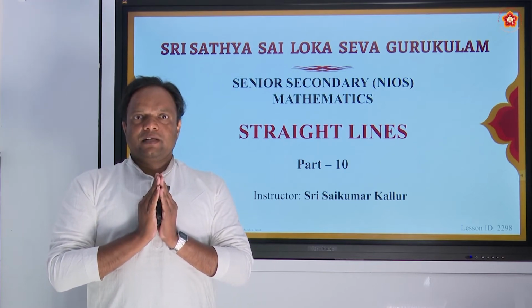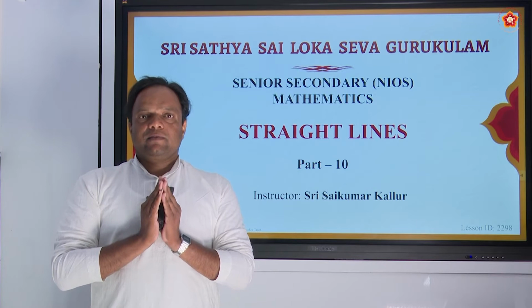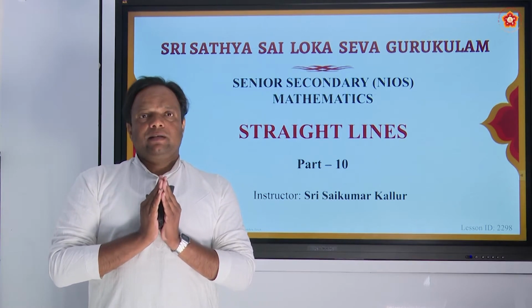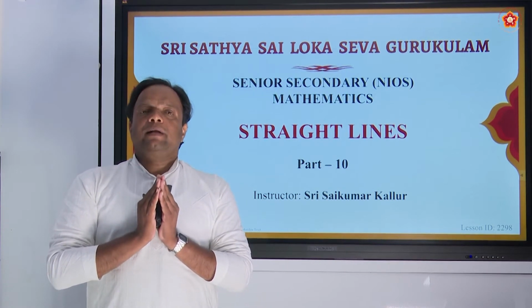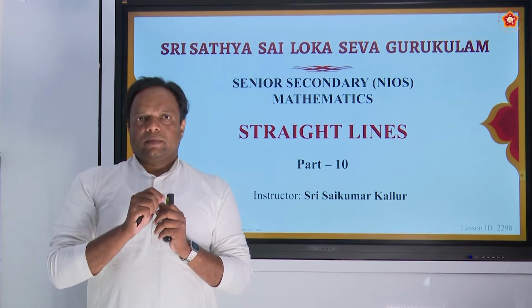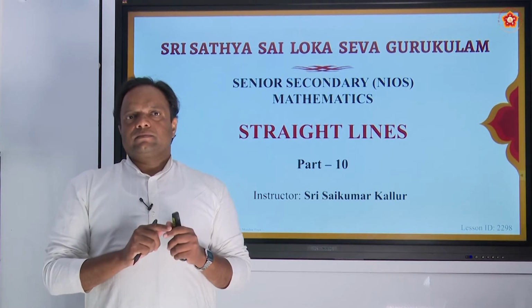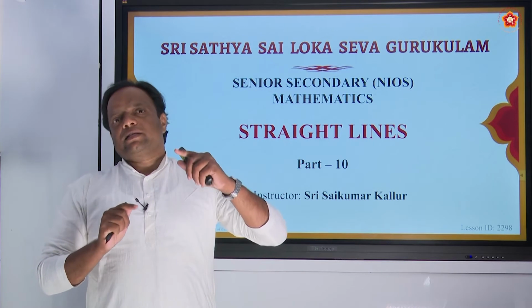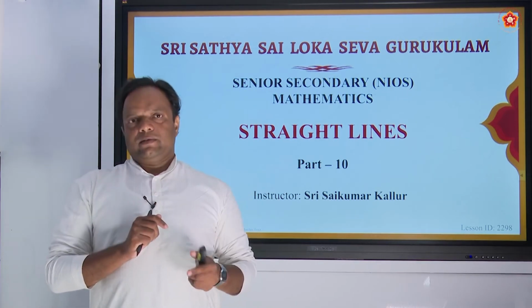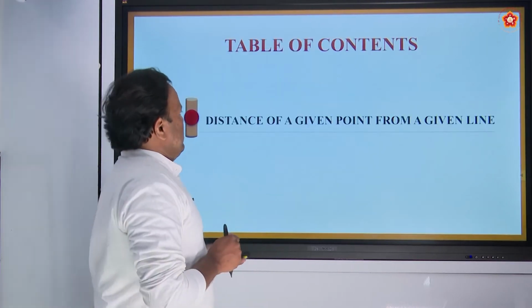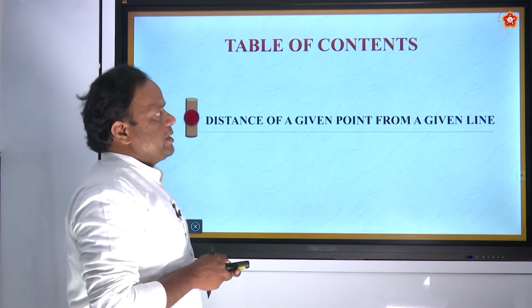In this session, we continue with the straight line. In that, we see how we can find the distance of a point from a line. So, given one straight line and given one point, how can you find the distance between the line and that point? We have to see here. So, the distance of a given point from a given line.